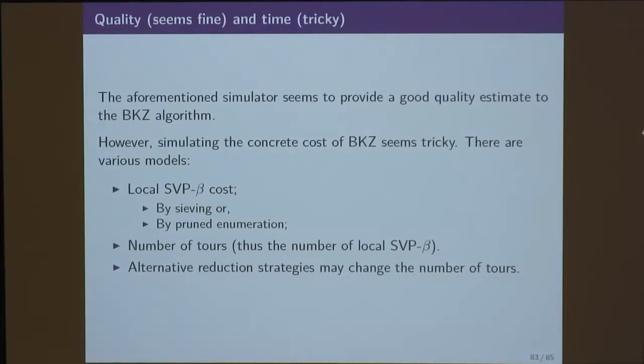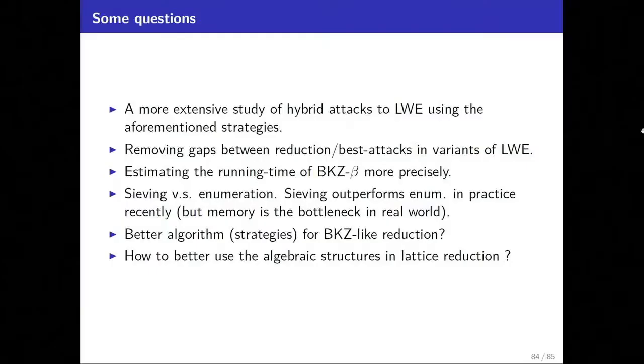Whether this is true, I'm not sure, because it also depends on the number of tours, which also depends on the strategies. I'm not sure if it can be optimized to a stage where a single SVP-beta is enough. But on the other hand, it seems to provide a very conservative estimate. So maybe there are also some alternative reduction strategies that may reduce the number of tours or the number of reductions we need. Okay, so that's pretty much all.